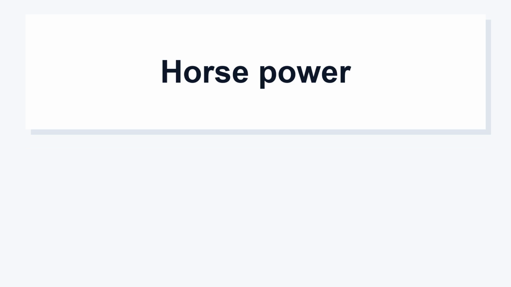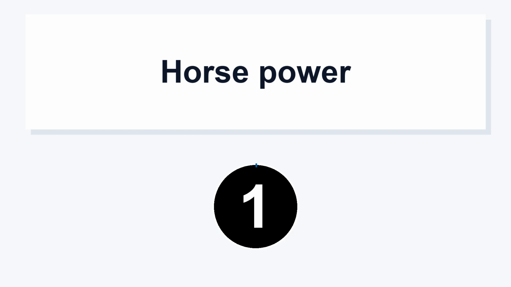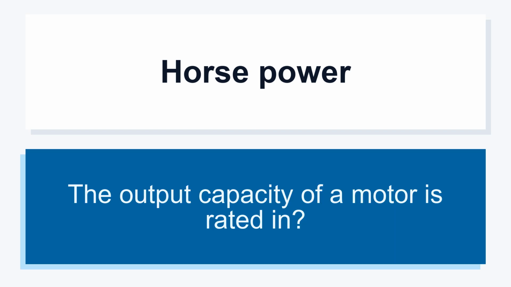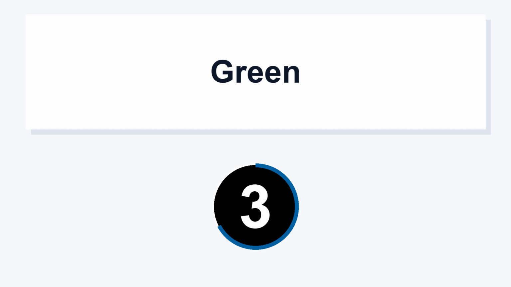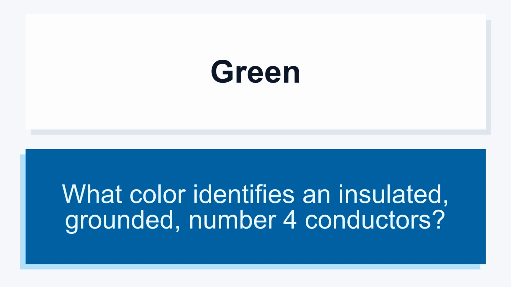Horsepower. The output capacity of a motor is rated in? Green. What color identifies an insulated, grounded, number 4 conductor?